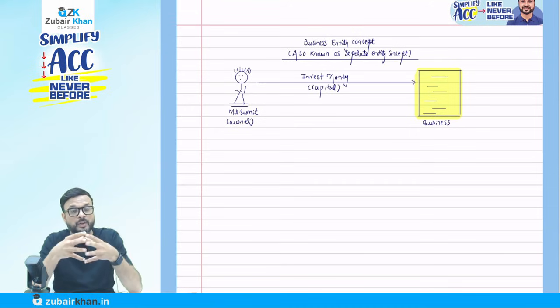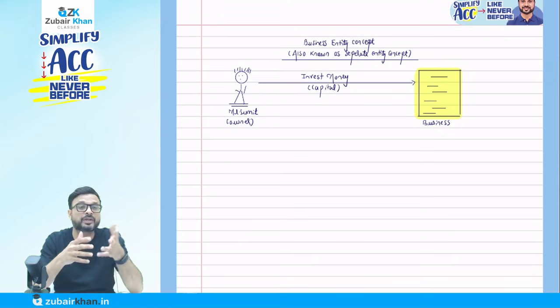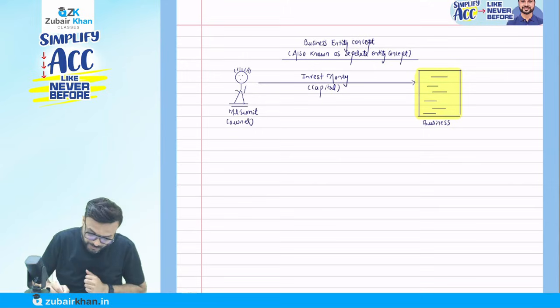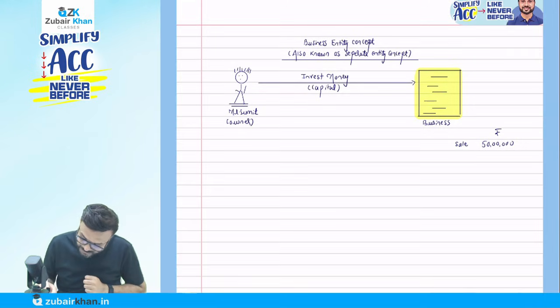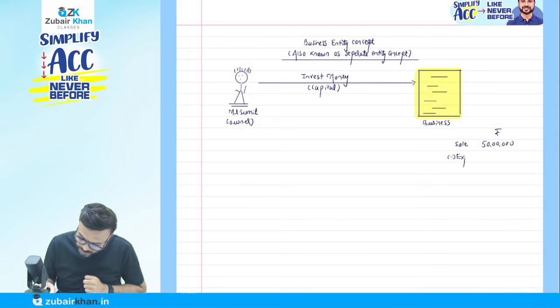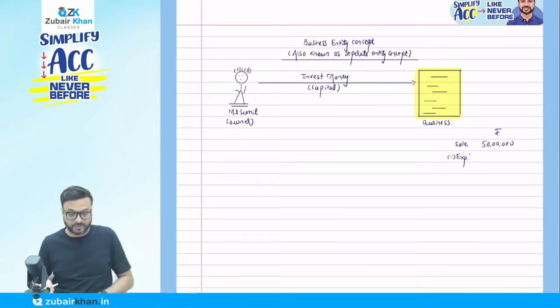So when we do the accounting, generally we are going to do it in the books of the business, so we have to think from the business point of view. Let's take an example. Listen carefully. Let me write it down: this business has some sales. Let's say they have sales of 50 lakh rupees. So they recorded the sales here, 50 lakh rupees. Now they have certain expenses also. I will write down the expenses one by one.